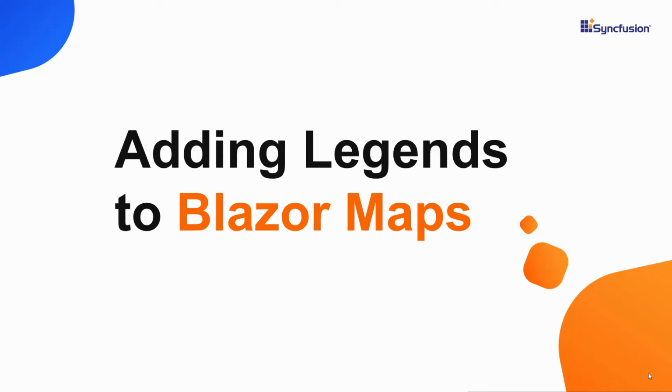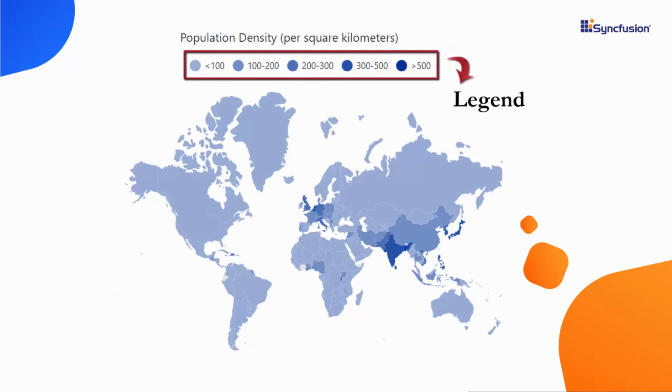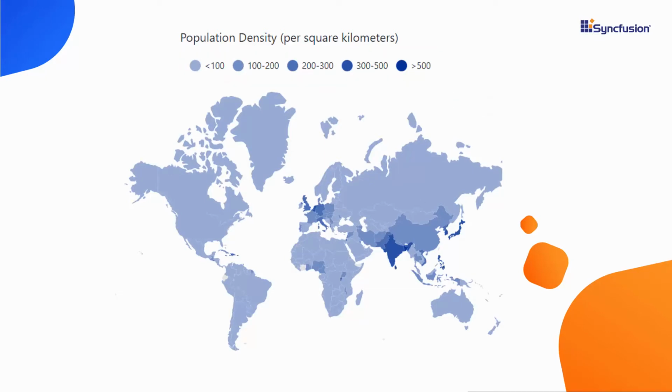Hi everyone, welcome back. In this video, I am going to show you how to add a legend to Syncfusion's Blazor Maps. Look at this example where a map is showing the group of countries based on population density. Now, let me show you how to write the code to add and customize legends in Blazor Maps.